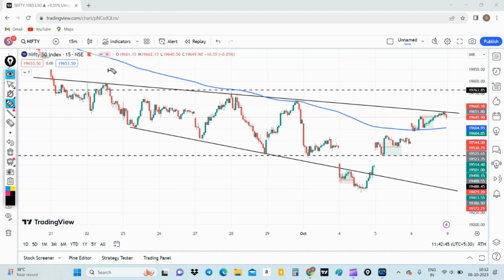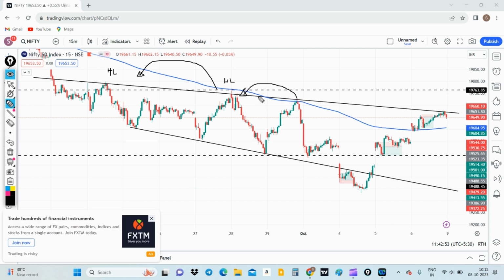Here the pattern that is forming is a higher low, here also a higher low. Compared to this high, this high is lower, and when you come to this point, this is a lower high. So this is also a lower high, LH, not HL. Similarly over here, see the low forming here is also a lower low compared to this point. And when I move to this point, this is a lower low.